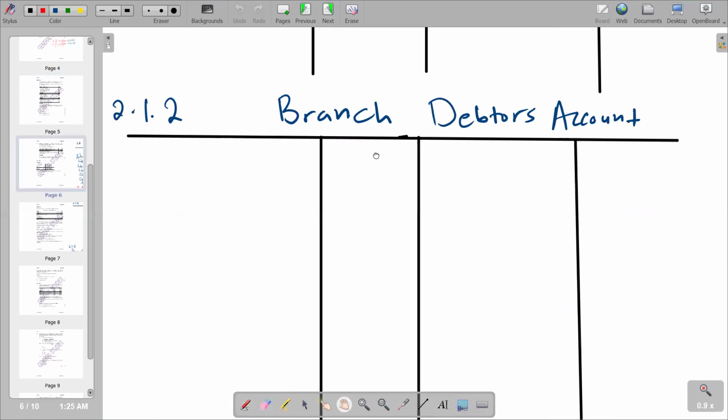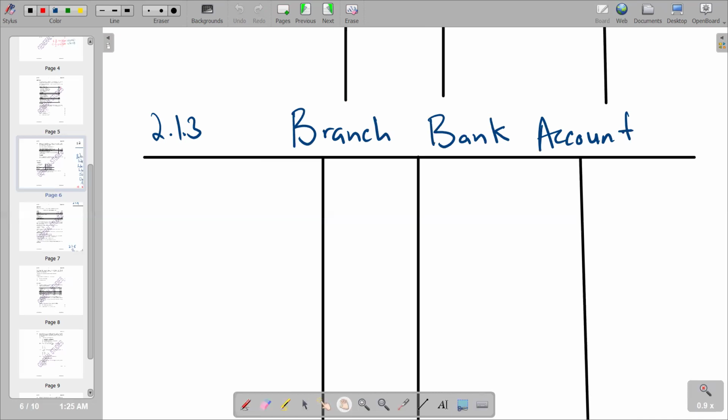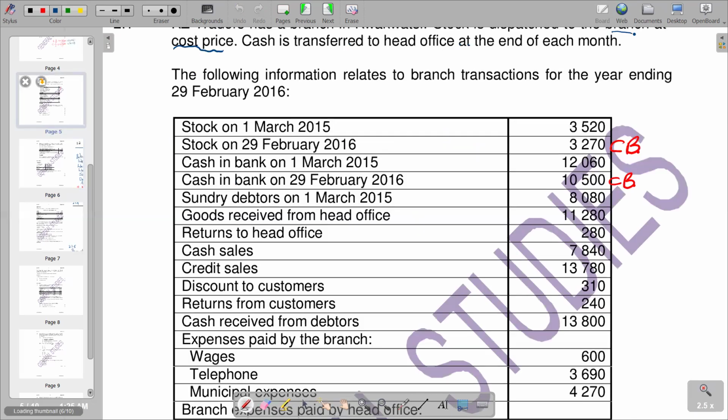You'll see that this is our branch bank account. You can go to the debit side. Remember, this is an asset, so it has a normal debit balance. So we put a balance brought forward of 12,060. Then we go to the next balances. We have sundry debtors at 8,080, but we are not given the closing balance, so the closing balance for sundry debtors we will find as a balancing figure. Our opening balance is 8,080.